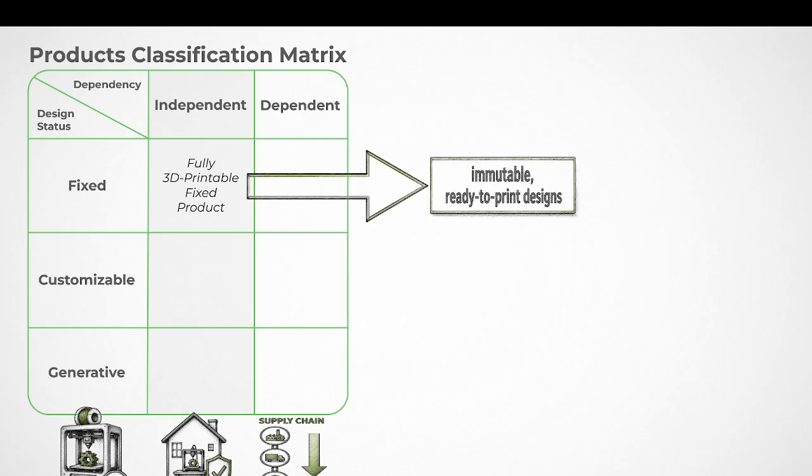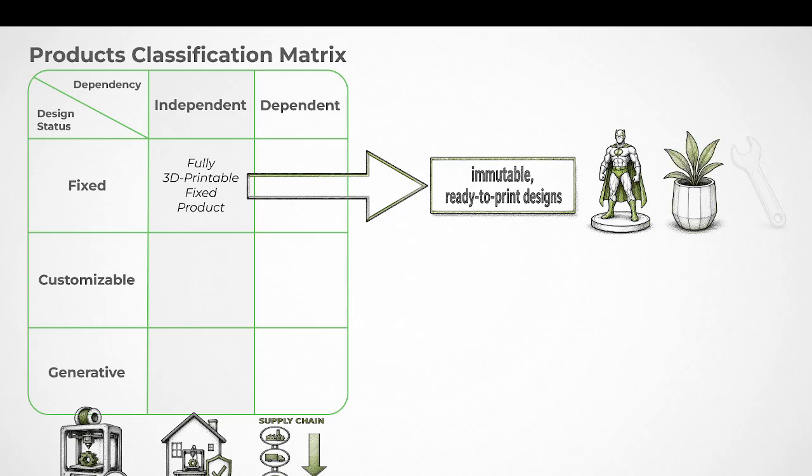Let's look at the first 3, which belong to the independent products category. These products are entirely 3D printable, fully retaining the value of domestic production and shortening the supply chain to its absolute minimum. Archetype 1 is the fully 3D printable fixed product. These are immutable, ready-to-print designs. Classic examples include action figures, simple home decor, or single-piece functional tools.